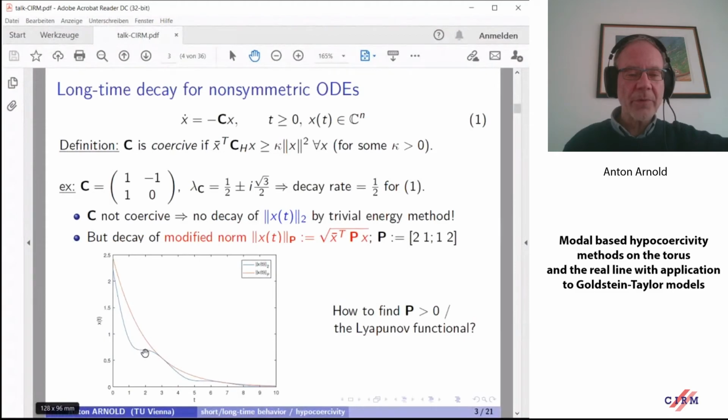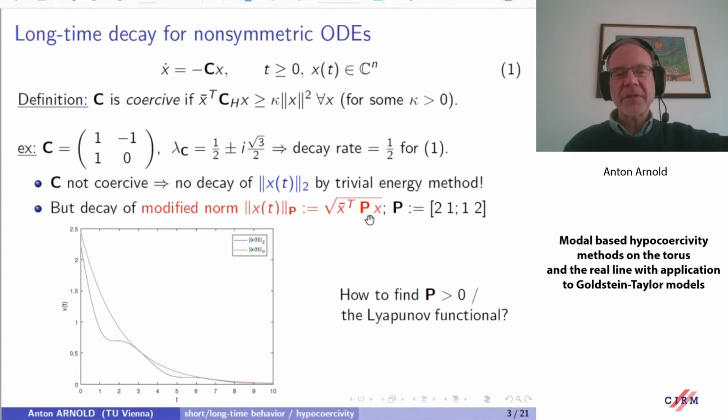At a point like here or here, you have horizontal plateaus, and it's exactly for these plateaus that the energy method doesn't work. Still, if you introduce this modified norm, with a matrix P that is adapted for this problem, and in this example the matrix P would have the entries 2, 1, 1, 2, then you see a very nice convex decay, perfect exponential decay like this red curve.